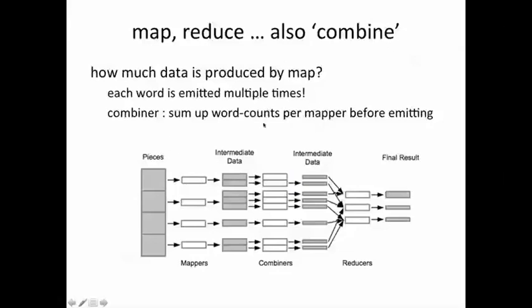In other words, when you sum up the word counts for every mapper before emitting, you're implementing the reduce function as a combined function before the data gets sorted by the MapReduce system. The result of this is a reduction in the amount of intermediate data which is produced, which will lead to better parallel efficiency of the MapReduce process, as we'll see shortly.